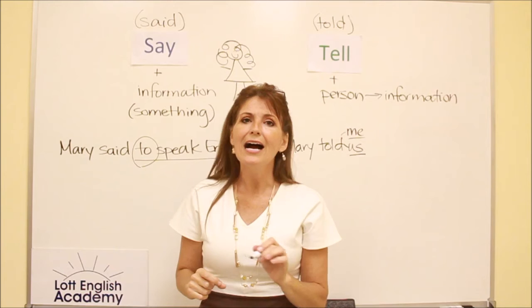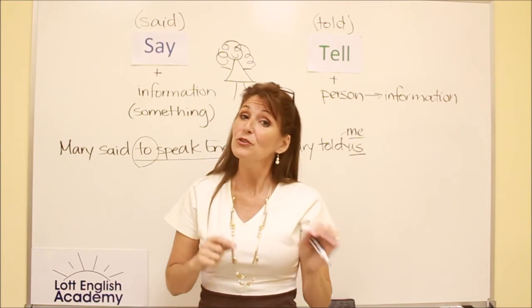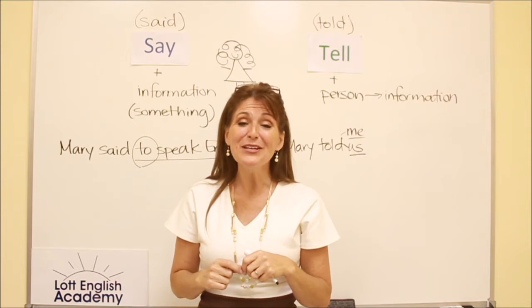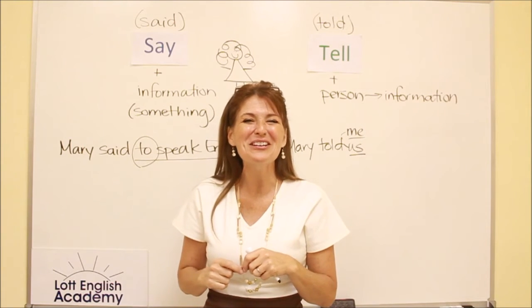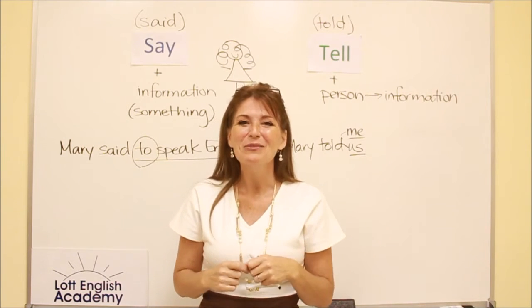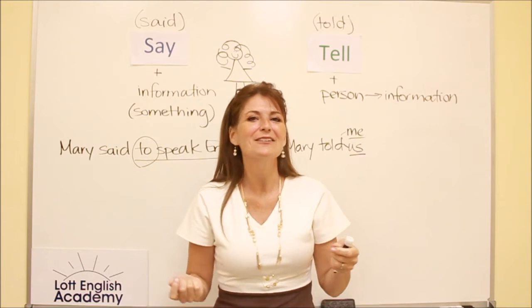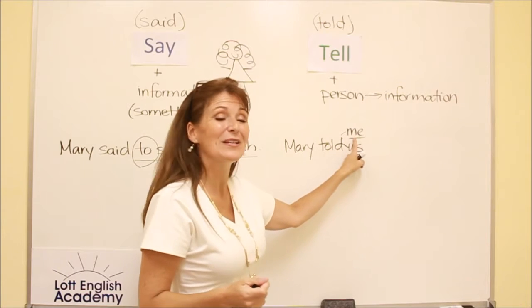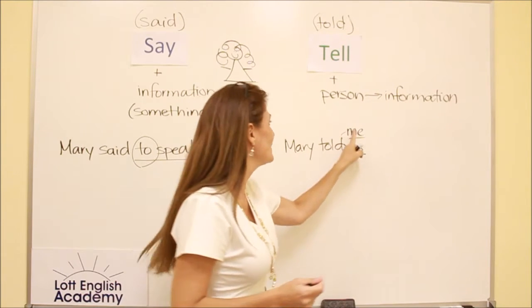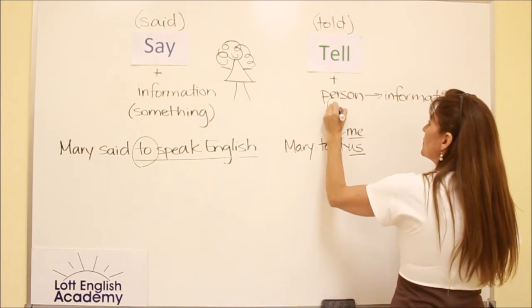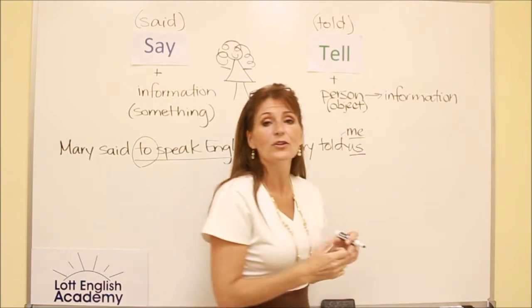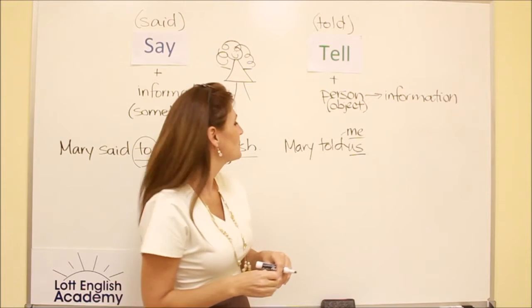But you don't want to say I or we. And if you're confused about when to use I and we, please check out the Lot English Academy video, I or me. We've got a great video that explains that. So, in this situation, after the verb, we need the object pronoun. Or just the person's name.